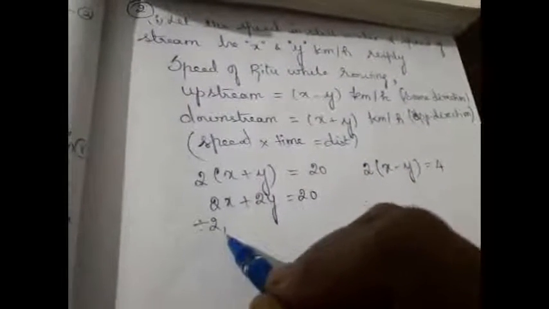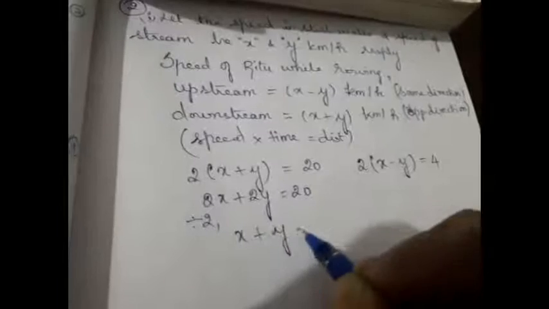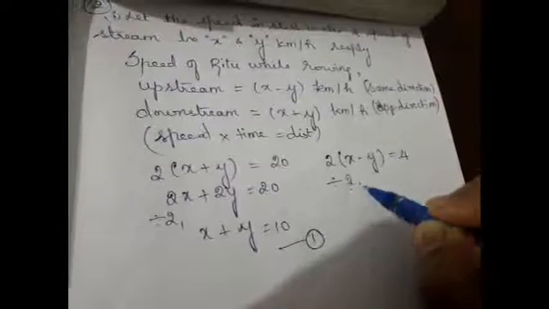So if you divide by 2, what will happen? x plus y equals 10 is your first equation. Here also you can divide it by 2. Divide by 2, what will happen? x minus y equals 2. 4 divided by 2 is 2. This is your second equation.